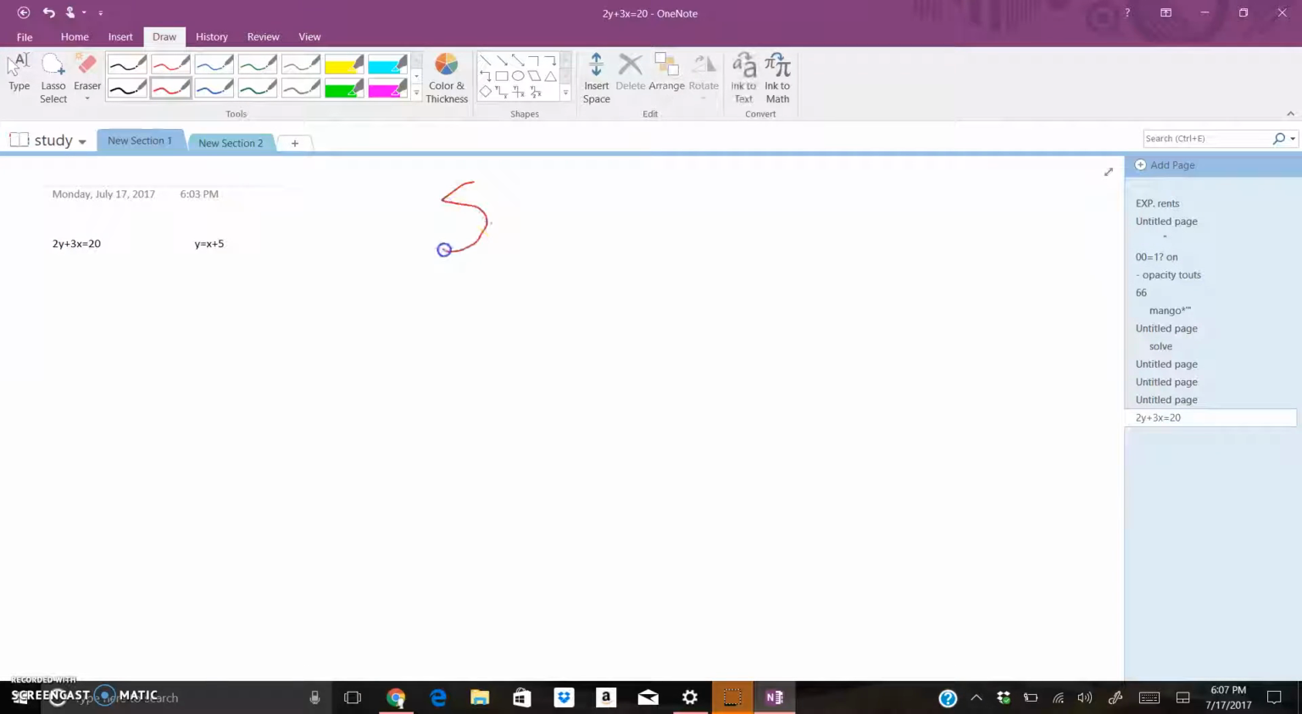So I'm just going to write substitution up on the board. Okay, and the first step that you have to do while solving linear equations through substitution is make sure that you are isolating either one of the variables. So we're going to take the easy way out, and we're going to take this equation right here. Y is equal to x plus 5.